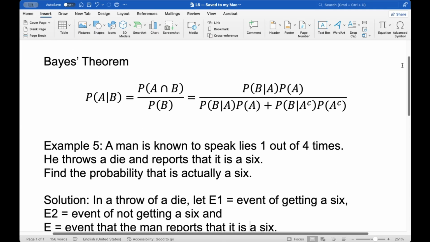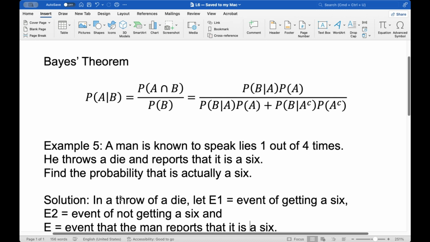Wanted to do one more example here, Bayes' theorem. All right, a man is known to speak lies 1 out of 4 times. He throws a die and reports that it's a 6. Find the probability it's actually a 6. So we want the probability that a 6 is actually rolled given that it was reported as a 6.